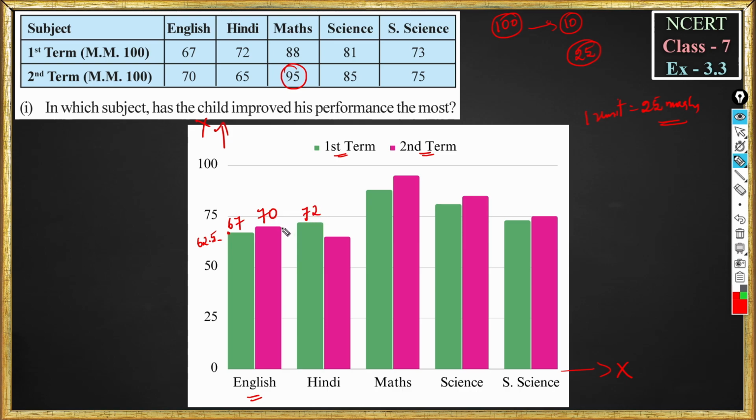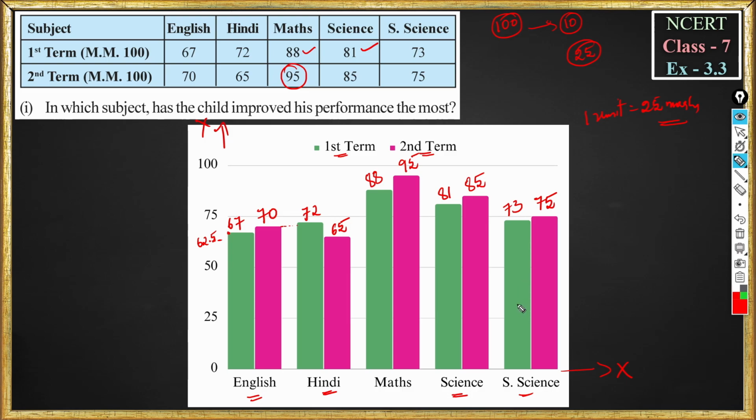Next is 72, which is more than 70. And in Hindi, in the second term, he got 65. So 65 is slightly more than the middle of 50 and 75. Now in maths, the student got 88 marks in the first term, whereas he got 95 marks in the second term. So 95 is slightly less than 100, whereas 88 is further less than 95. Similarly in science, in the first term the student got 81 marks, whereas in the second term he got 85 marks. In social science, in the first term he got 73 marks, whereas in the second term he got 75 marks.